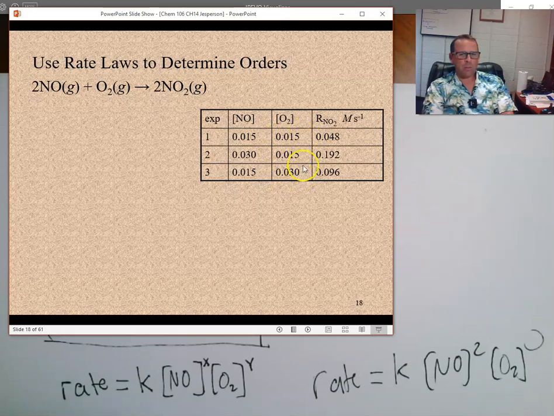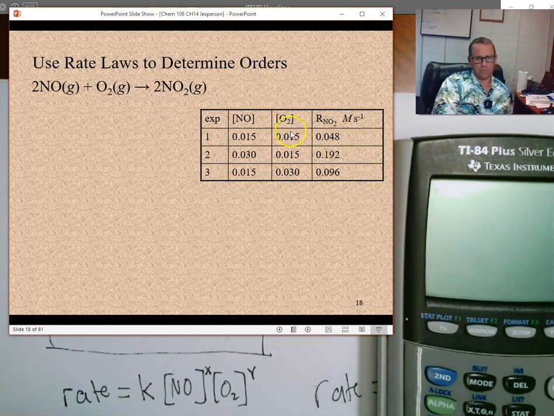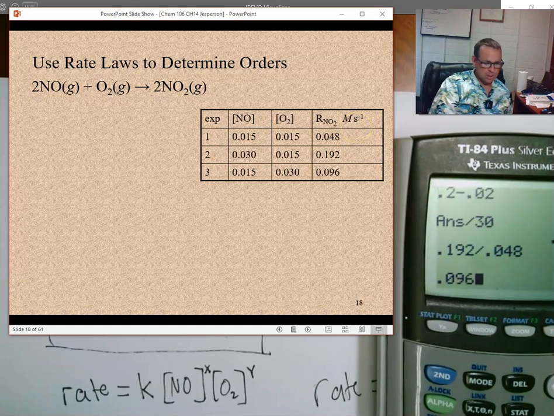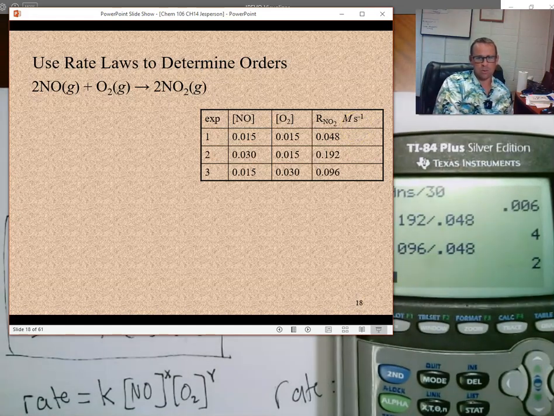When we do that, how does the rate of the reaction change? Well, it goes from 0.048 molar per second to now 0.096 molar per second. Oh yeah, never mind, it doubles. 0.096 divided by 0.048. That's 2.